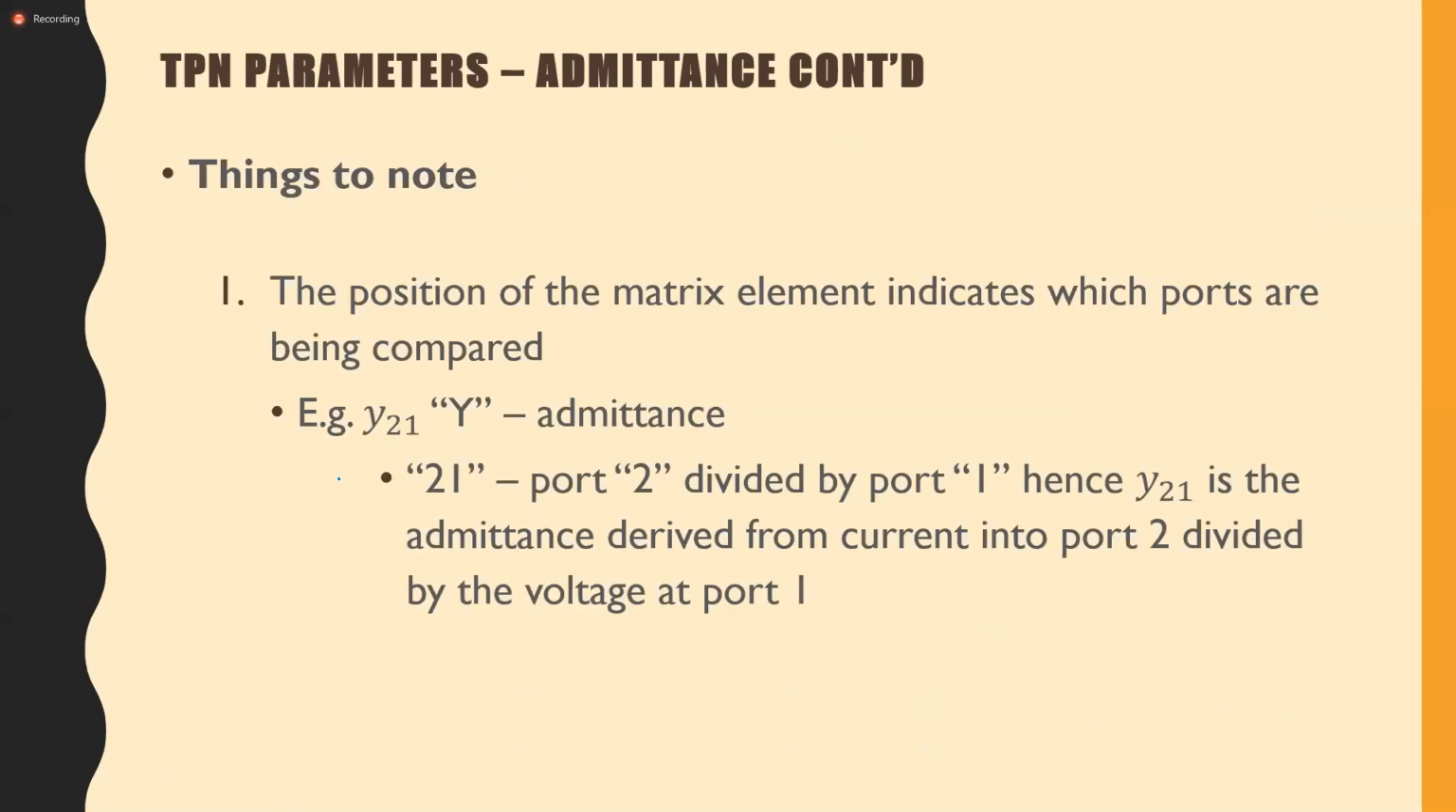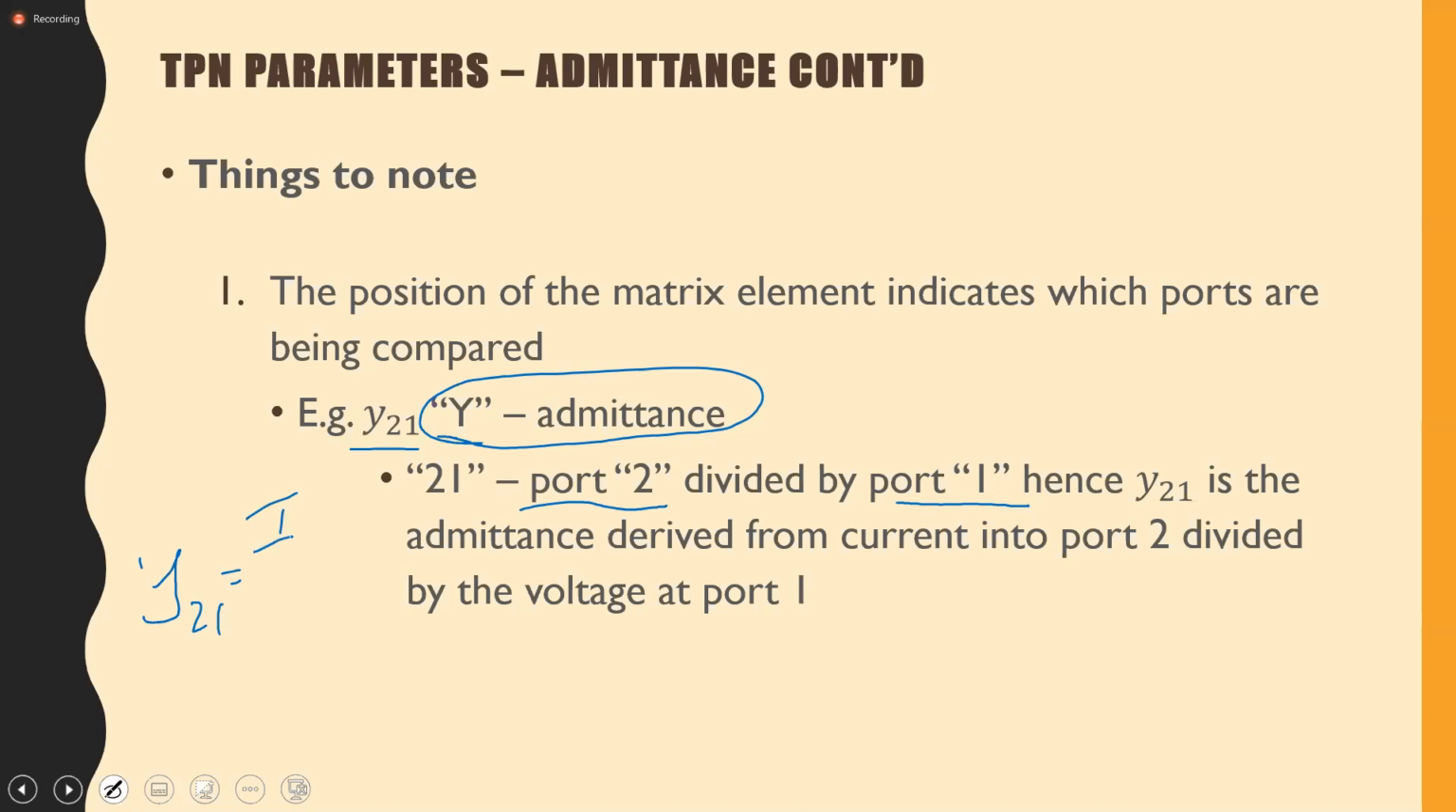So what we have here, firstly, we know it's Y. So if it is Y, it's an admittance. Y21 is telling us that we are looking at port 2 divided by port 1. So it's a quantity at port 2 divided by one at port 1. Because it's an admittance, we know it is a current divided by a voltage. So Y21 would be equal to I2 over V1.